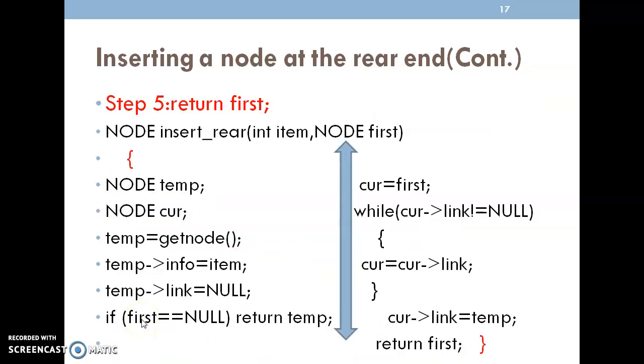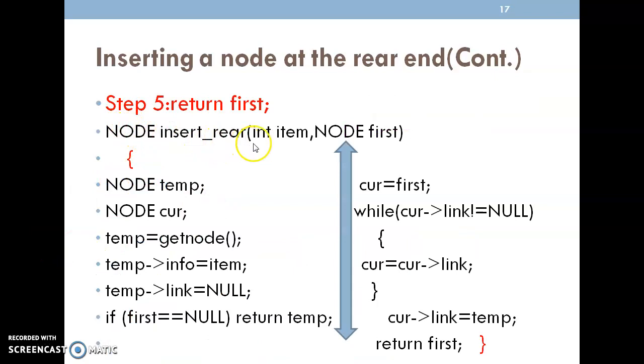Always we return first. Why? Because we need to access all the elements, all the nodes of a list, and the list is always followed by the first variable. So return first. Then all the operations which I told in the above slides are given in a single function.